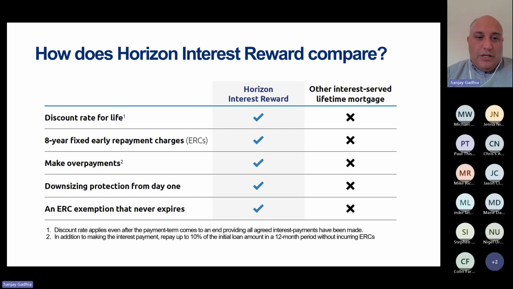Our downsizing protection feature is available from day one as opposed to year 5. And we've got that ERC exemption that never expires. It was applicable on joint lives, as I mentioned previously when I talked through our features.